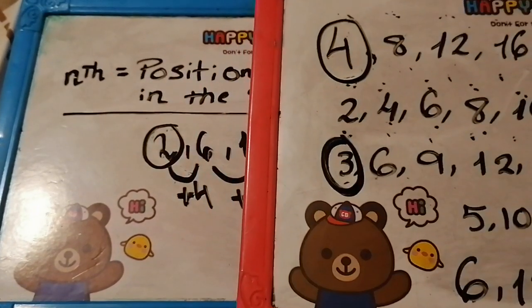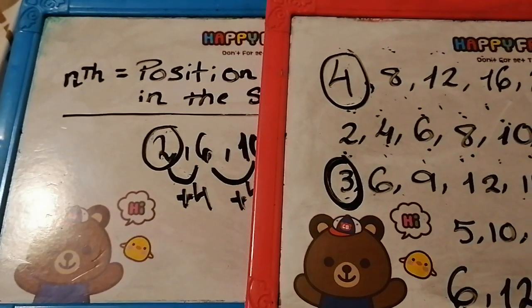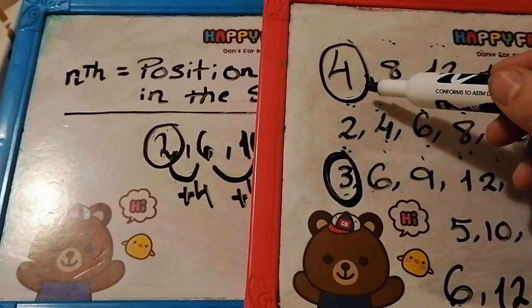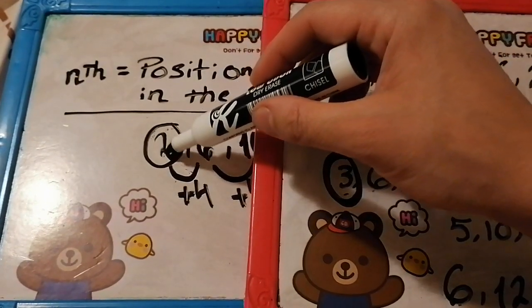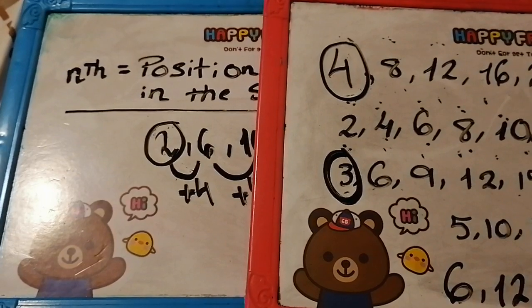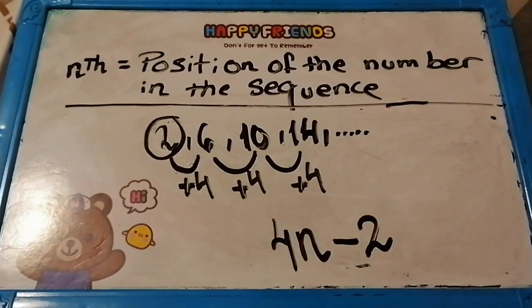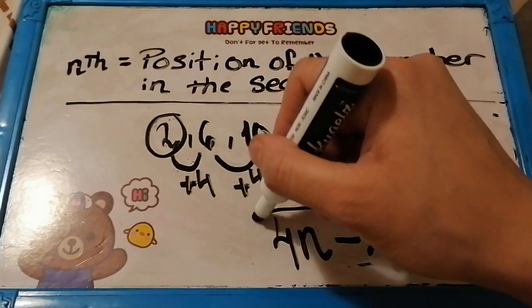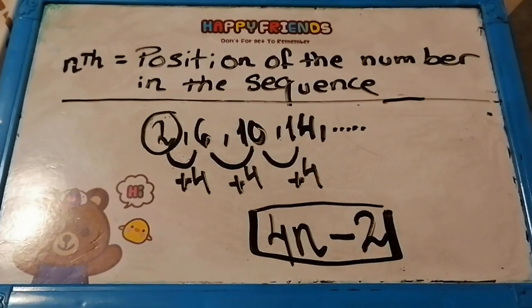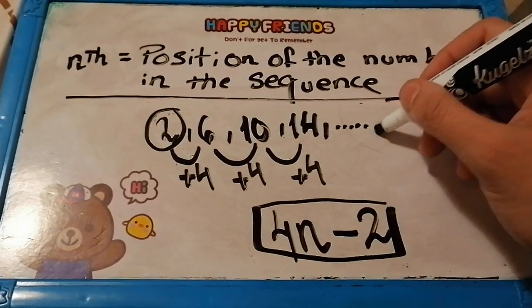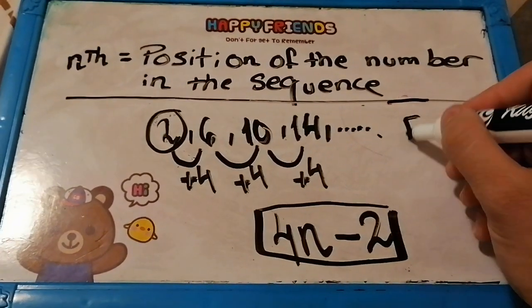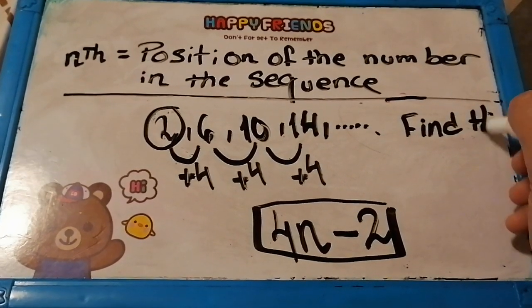I'll put them next to each other like this. Here, this sequence is starting with 4. This sequence is starting with 2. So this is less than this by 2. So that's why I write minus 2. So this is the general formula for this sequence, right? Okay, my question is find the 100th term.